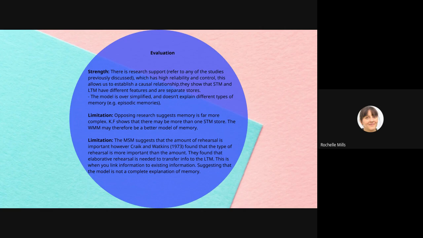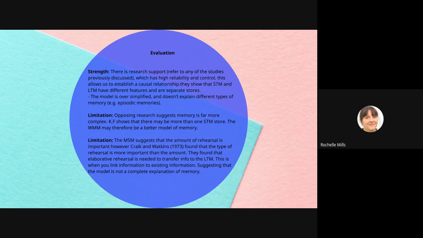This research has high reliability and control if it's any of the lab studies. HM doesn't have high reliability and control because it is a case study. However, because it is a case study, you could say that it has more ecological validity because it represents a real life situation. They're testing his real life memories, etc.